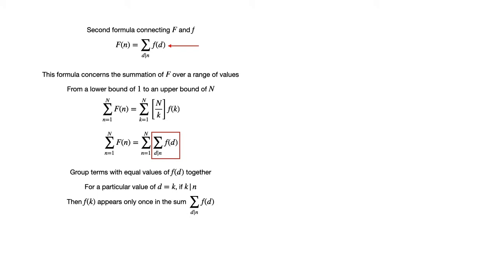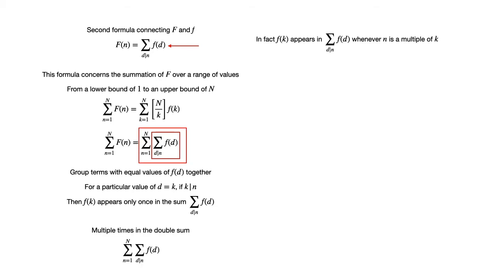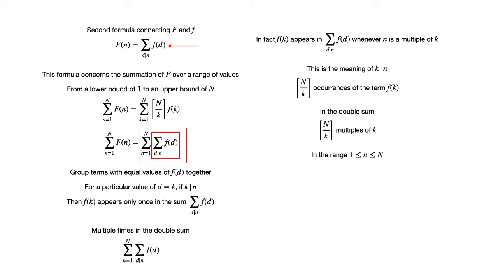First, we consider a specific value of d equals k and note that if k divides n, little f of k appears only once in the sum as d divides n of little f of d for a particular value of n, but multiple times in the double sum. In fact, little f of k appears whenever n is a multiple of k. This is the meaning of k divides n. Thus, there are precisely box capital N upon k occurrences of the term little f of k in the double sum, as there are box capital N upon k multiples of k in the range of n greater than or equal to 1 and less than or equal to capital N.